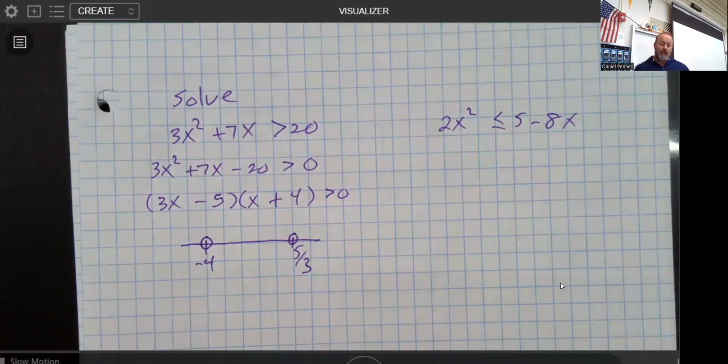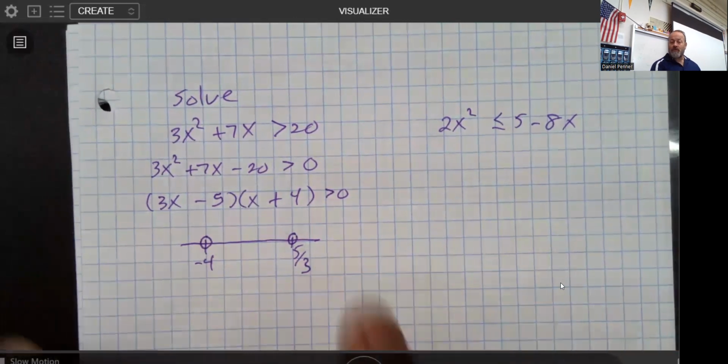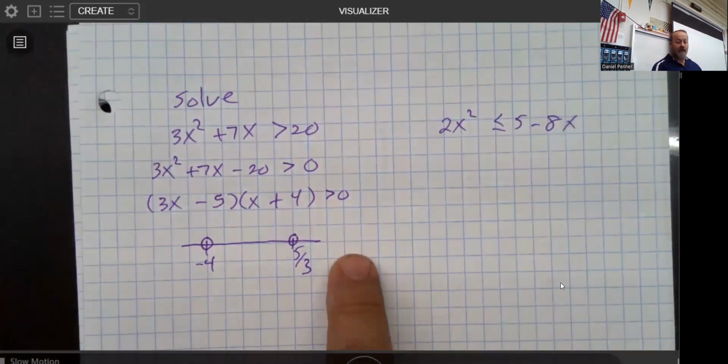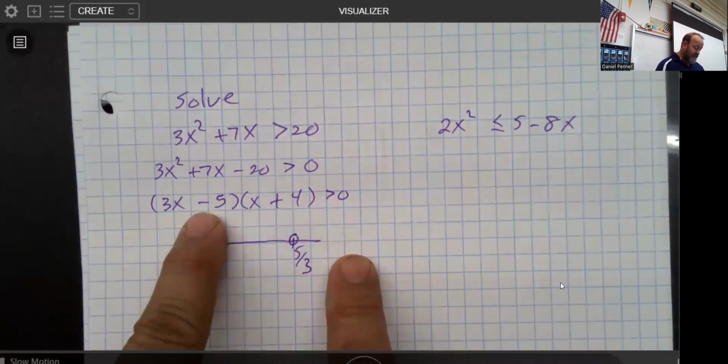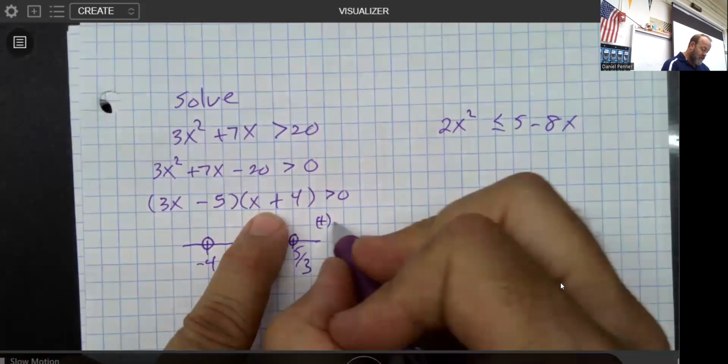Now, there's a couple of ways that we could play this. So I'm going to go with a very simple way. We have basically made this into a region of 3 values, 3 areas, where everything is true or false in each one of those 3 regions. So if we picked a number to the right of 5/3, and I'm just going to pick something convenient like 10. And if I plugged in 10, 30 minus 5 is 25. And if I pick 10 here, 10 plus 4 is 14.